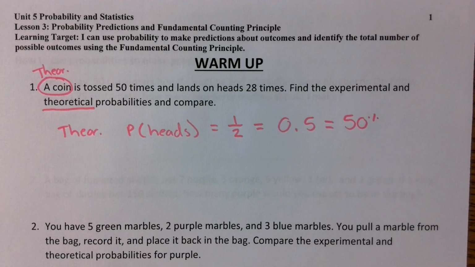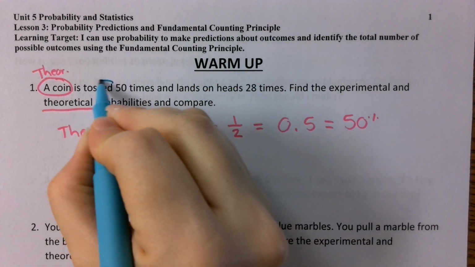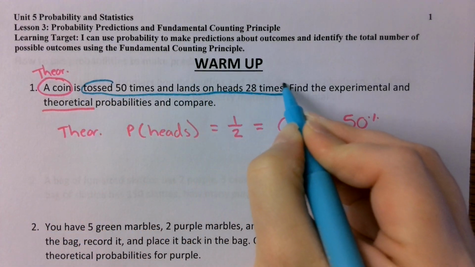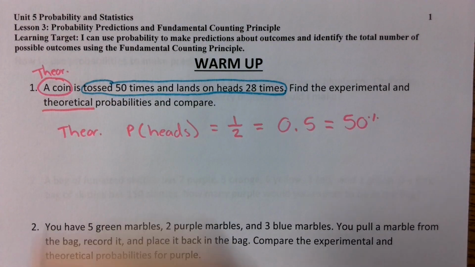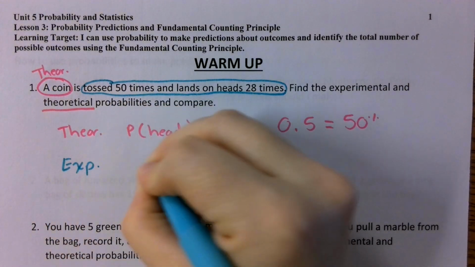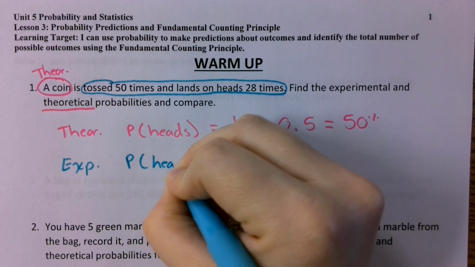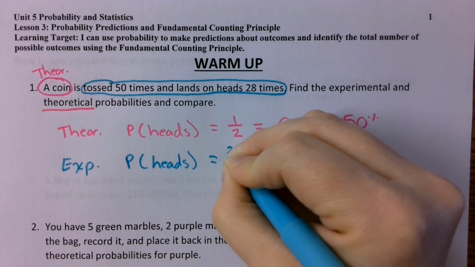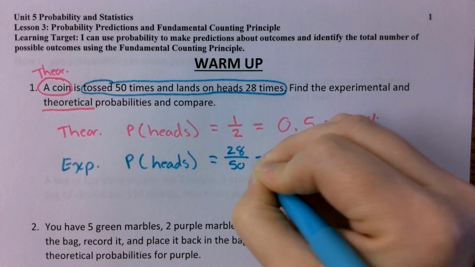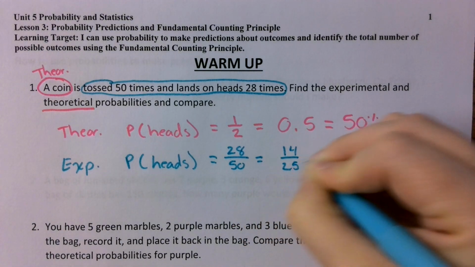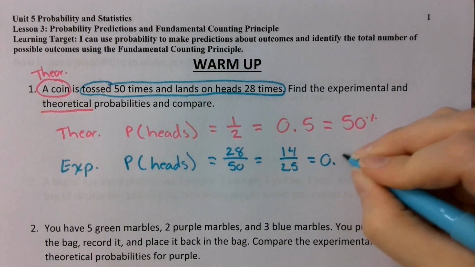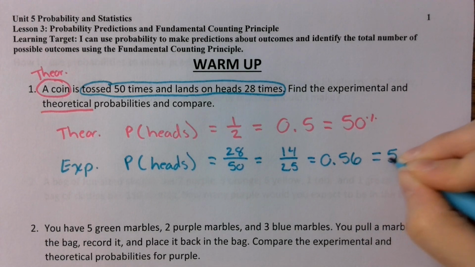Okay, experimentally, what is the probability that we are landing on heads? Not 15 over 25. No, 14 over 25. Yeah, 14 over 25. So experimentally, that's when we focus on the fact that we tossed the coin 50 times and it landed on heads 28 of those times. So that's the actual data. That's the experiment. So experimentally, when we tossed the coin, it landed on heads 28 times out of the 50, which simplifies to 14 over 25. If you convert that into a decimal, it would be 0.56, which is 56%.